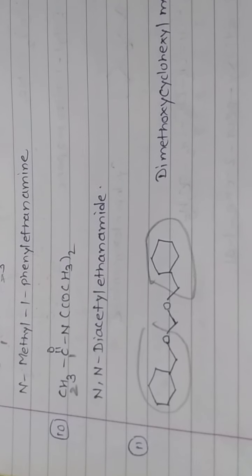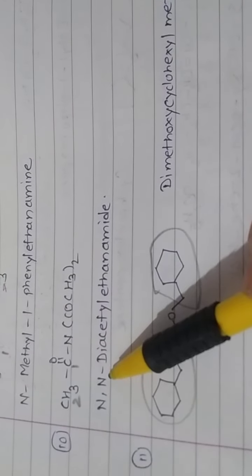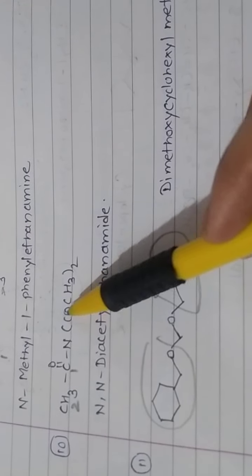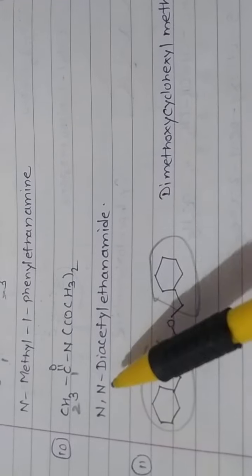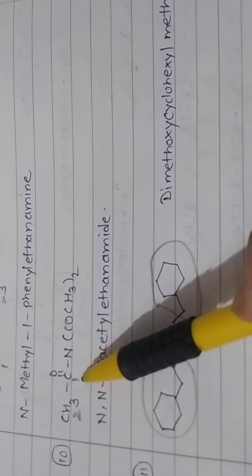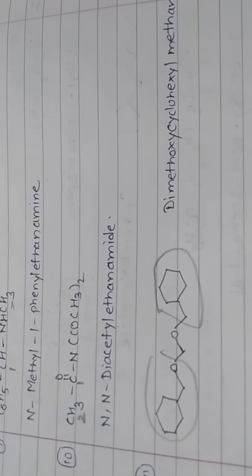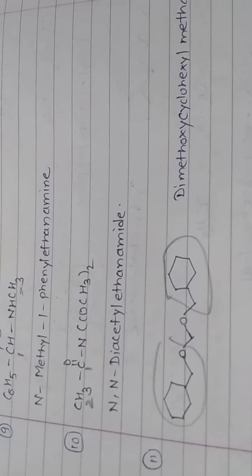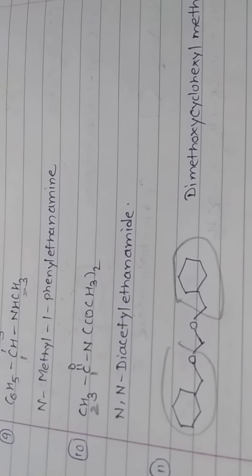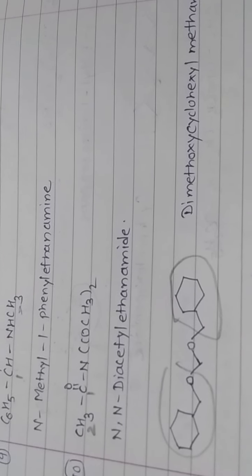Then next is an amide, and it is tertiary. So N,N. This is an acetyl group. So 2 are there, therefore diacetyl. So N,N-diacetyl, and 2 carbons, so ethanamide. N,N-diacetylethanamide. So it is an amide derivative of an acid. Acid has 4 derivatives: ester, amide, anhydride, and acid chloride.